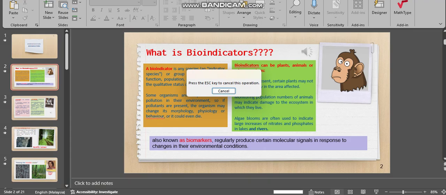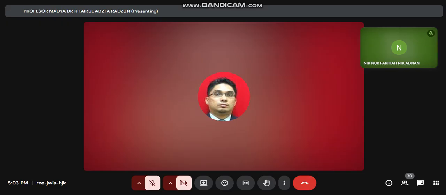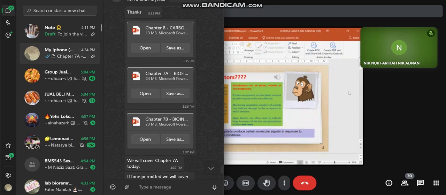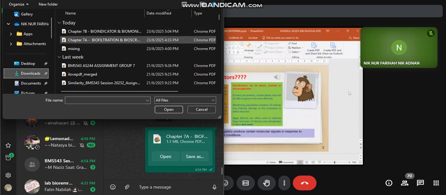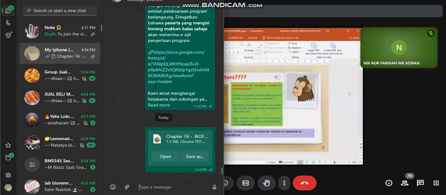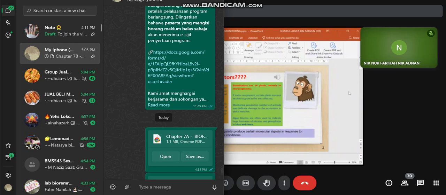A bioindicator is actually a species, or we call it an indicator species. It can also be a group of species whose function, population or status will be able to reveal the qualitative status of the environment. So we want to see whether our environment is affected by some factors to the extent that it can harm the environment, and we want to detect it using this indicator species. So when I say it is an indicator species, it means it is a bioindicator.